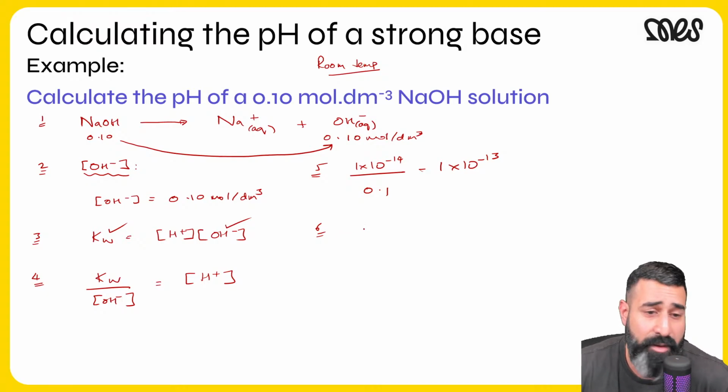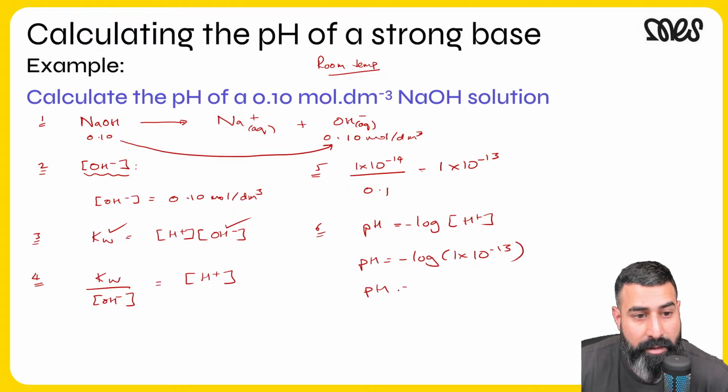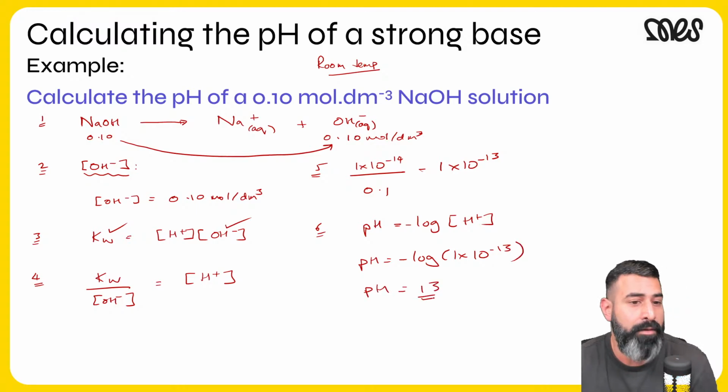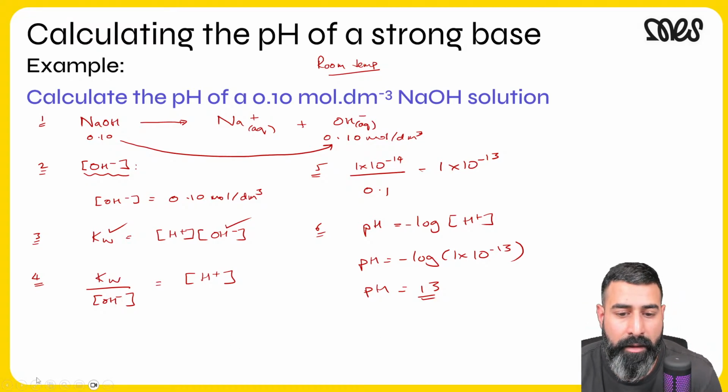So if the hydrogen ion concentration is equal to that, I know that the pH is the negative log of the hydrogen ion concentration. So the pH, the negative log of 1 times 10 to the minus 13, is going to be 13. Super duper. Happy days. Okay. That's one way of doing it.